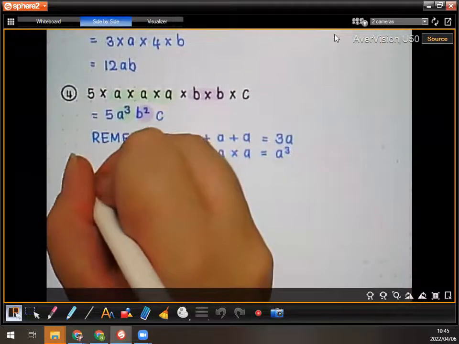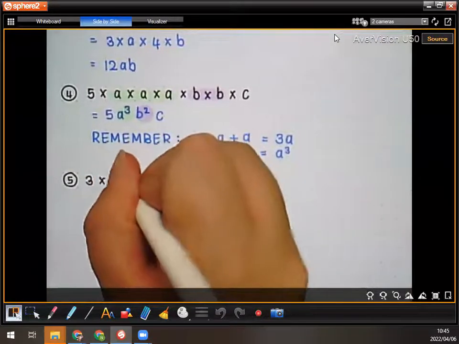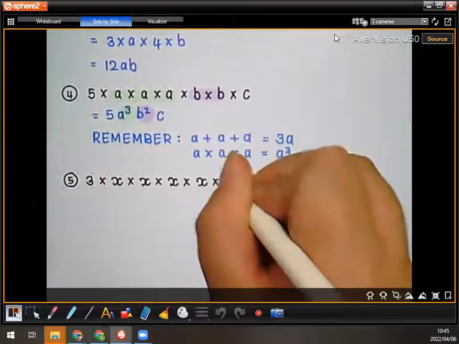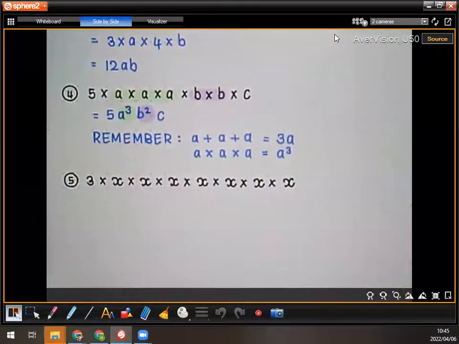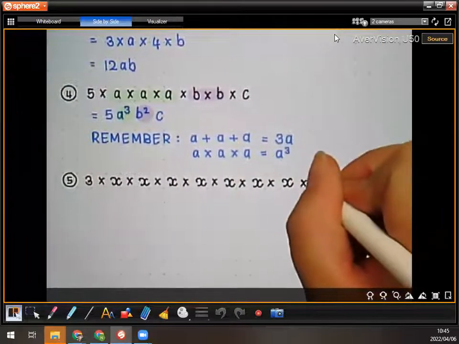So the next one is 3 times, and let's see, 1, 2, 3, 4, 5, 6, 7 x's now. So just check that you're making 7 of them. And guys, I do want you to please try and write your x's like that. Because if you write your x so that it looks like a times, that's going to be very confusing for you. So please practice writing your x rounded like that, so that you don't confuse it with the times symbol. And then, sorry, there is some more. Then we have 4 y's as well.